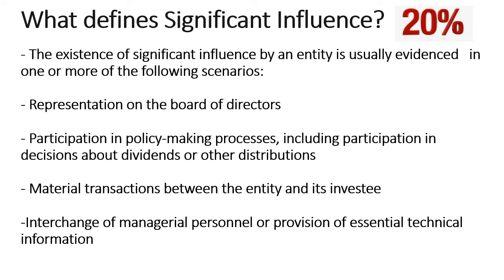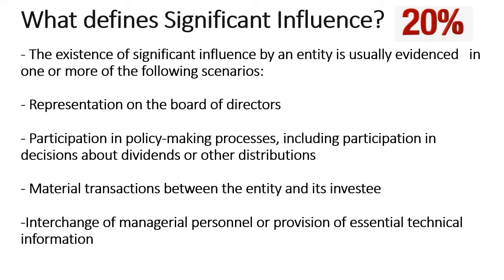One or more of these indicators will determine if there is significant influence. The first one, if you have a representation on the board of directors in the associate company, that could be the first indicator that there is significant influence. The second one is if you participate in policy making processes.